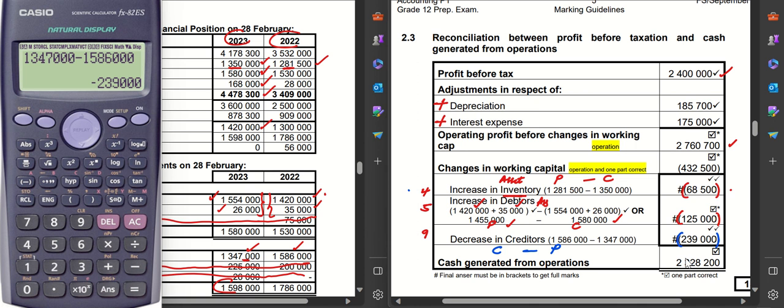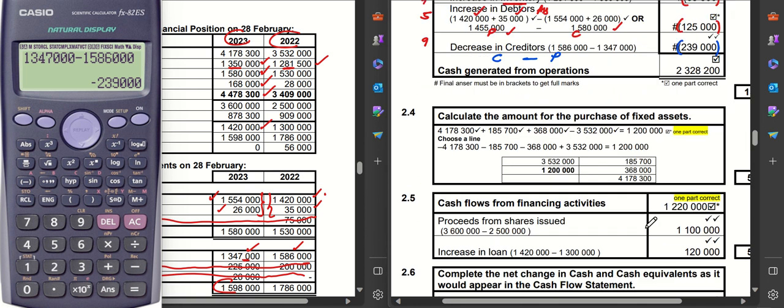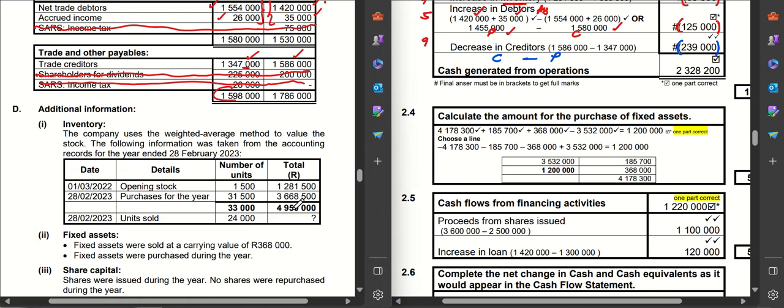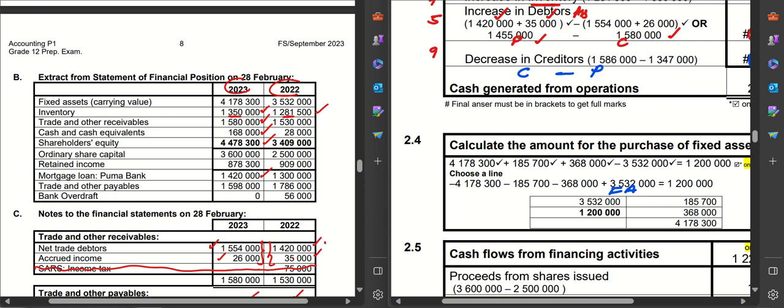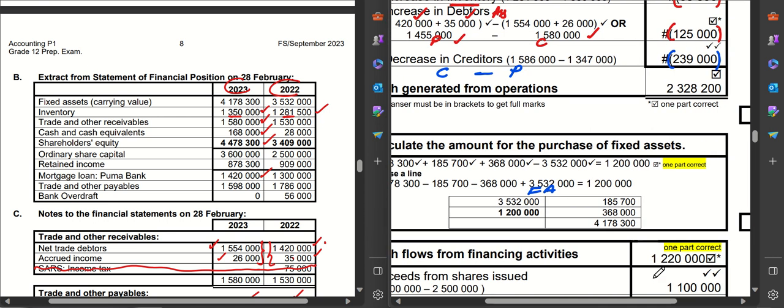Okay, I'm going to quickly run to the calculation of fixed assets purchased. There are very many ways in which we can do this one. One of the ways is to open an extract of note number 3, but the other way is to open a fixed asset account, and this is what happened here. So what you have here is your fixed asset account, but this one is at carrying value.